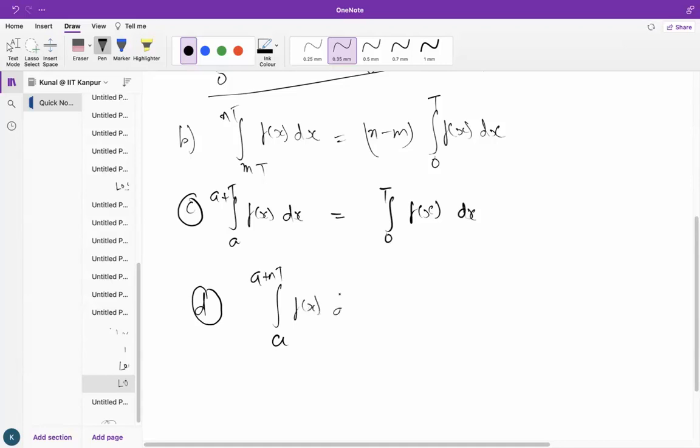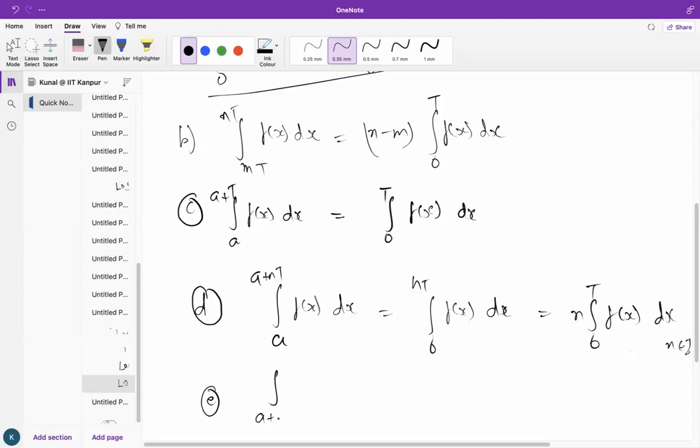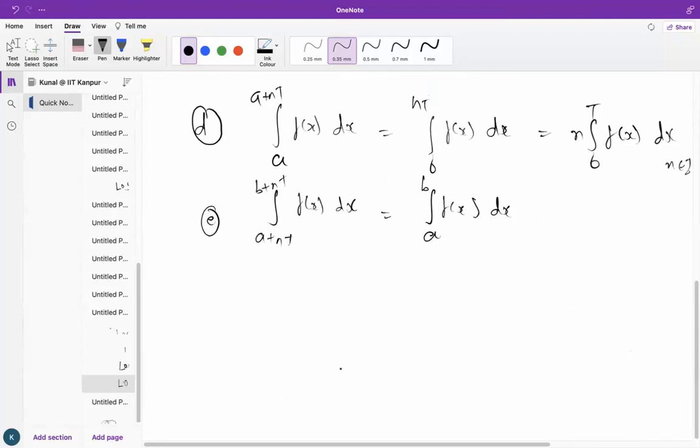I discussed this in the previous class, but we did not see the proof. So in today's lecture we go through all the proofs. How to prove these properties is important from a board exam perspective. And the last property is the integral from a plus nT to b plus nT of f(x) dx, which is equal to the integral from a to b of f(x) dx. This is a very rarely used property.